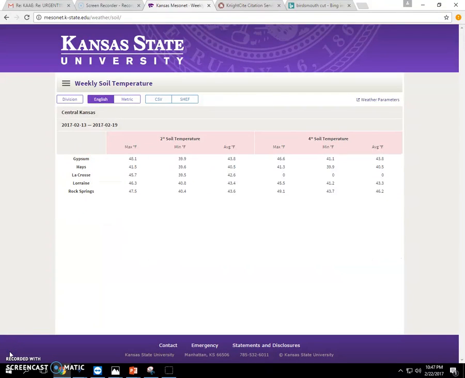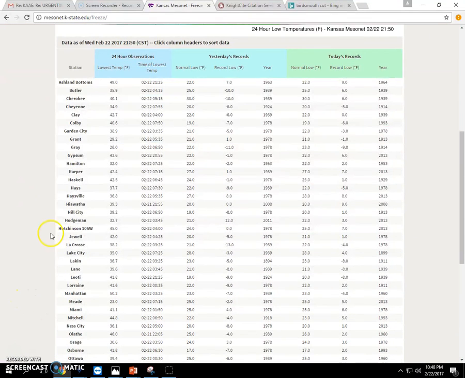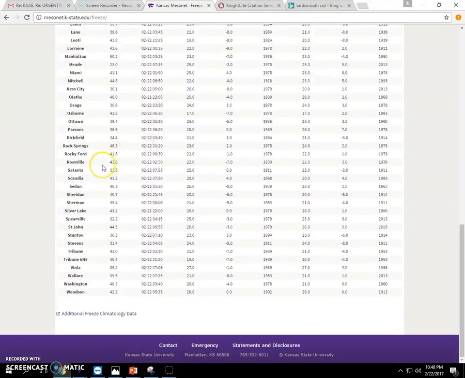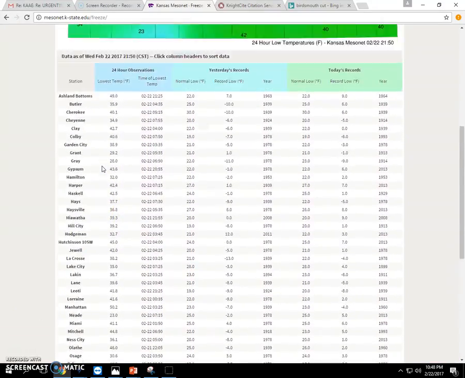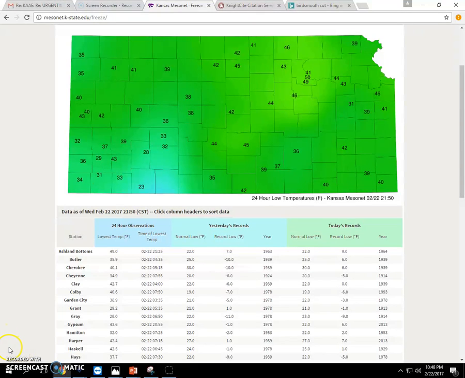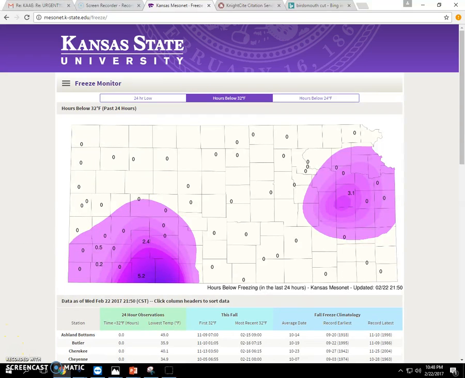Other applications of this are soil temperature, and a freeze monitor for several weather stations across the state of Kansas. This map right here is an example that shows hours below freezing point within the last 24 hours in Kansas. So you can see where I live in Wabaunsee County, we had just some very low areas, but in some areas of Kansas we had up to 5 hours below the freezing point.